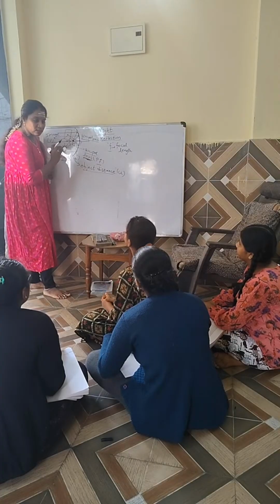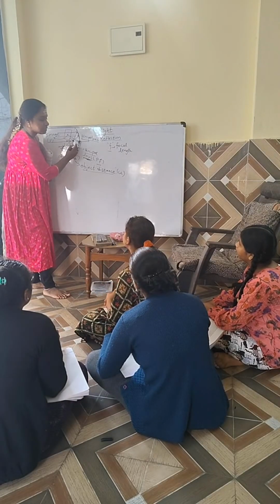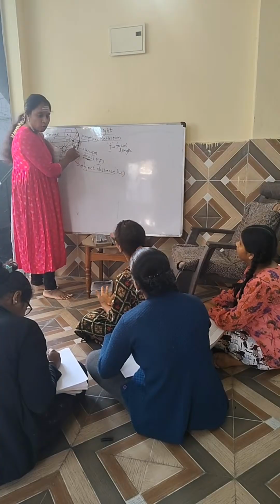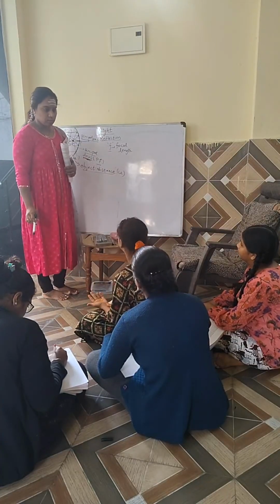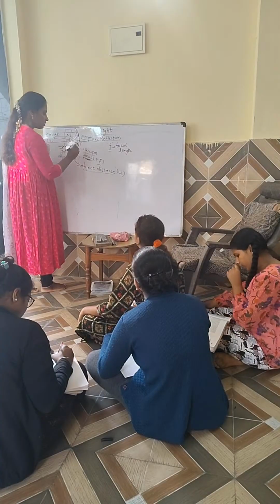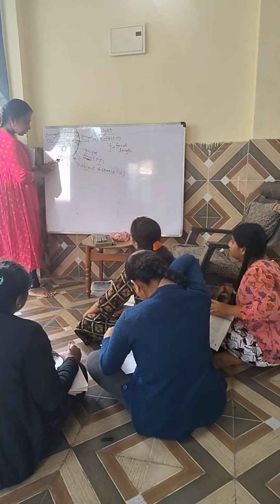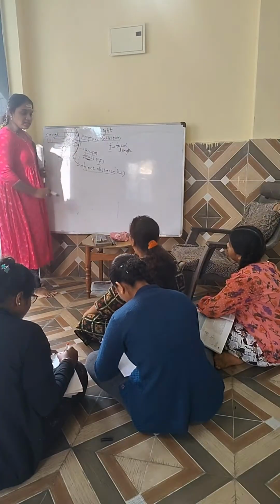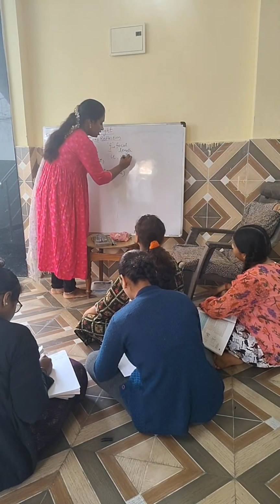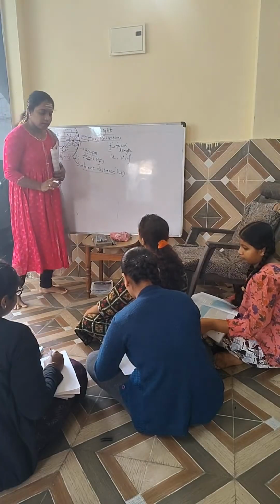Now, focal length, small f. The distance between the principal focus and the pole is nothing but the focal length, small f. Now, this object distance, this image distance, and the focal length, these three will have a relationship. What are those?